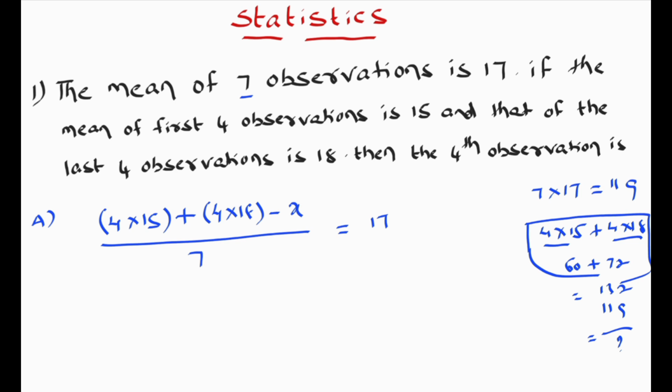So we are having 7. Out of 7, first 4 mean will be 4 into 15 plus next 4 observations mean will be 18. So 4 into 18 minus, we are eliminating the common portion. So minus x whole by 7. Here it is the number of observations. So mean is given. So 60 plus 72 minus x is equal to, on transposing, 119. So 132 minus x is equal to 119. On transposing, 132 minus 119 is equal to x.